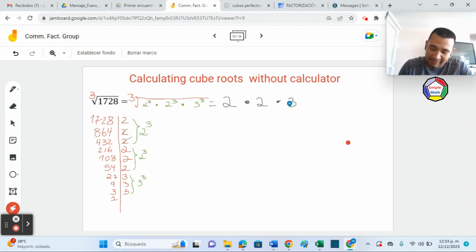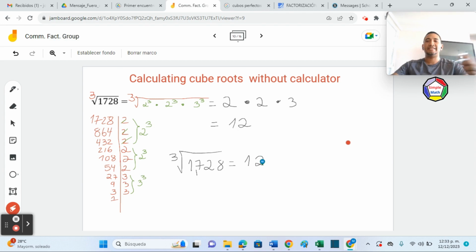And then the last step is to multiply those three numbers. How much is 2 times 2 times 3? 2 times 2 is 4, times 3 is 12. So the answer is 12. That means that, as a conclusion, I can say that the cube root of 1,728 is 12. If you want to verify with a calculator, you can do it.